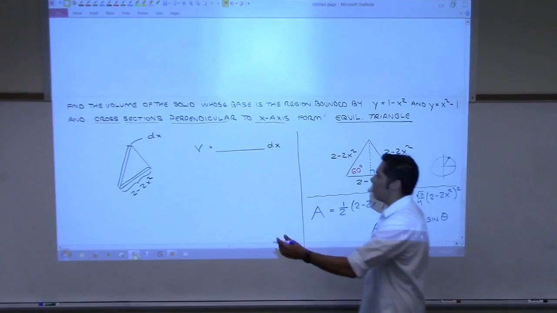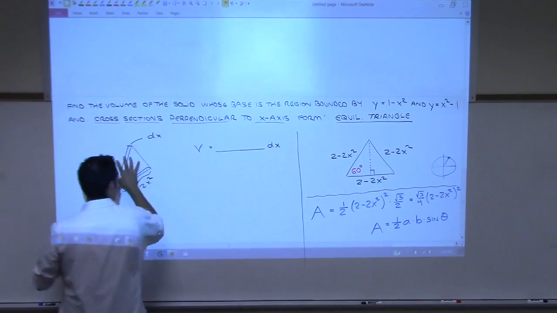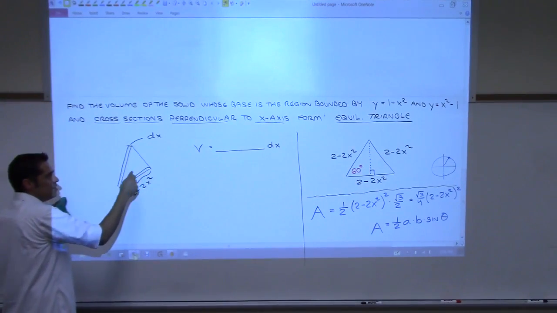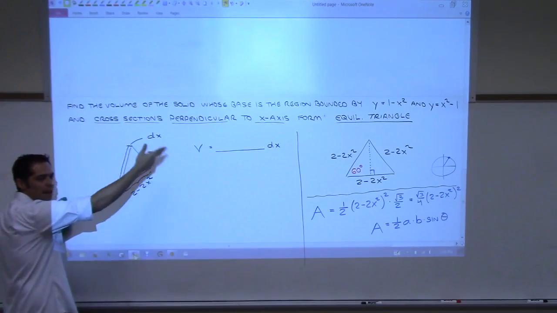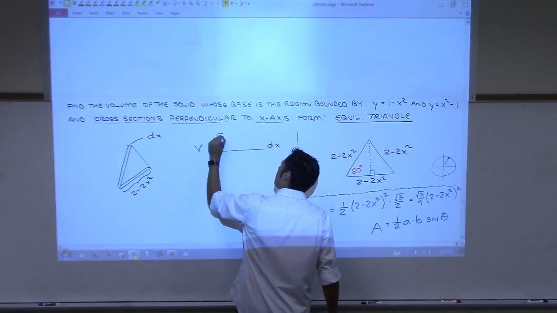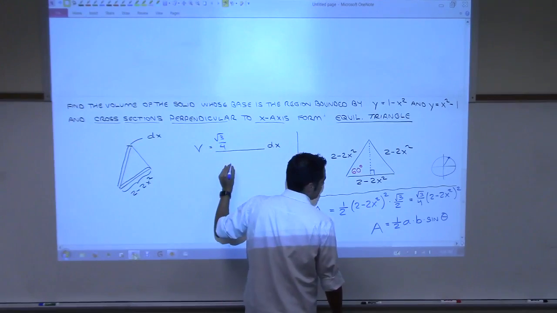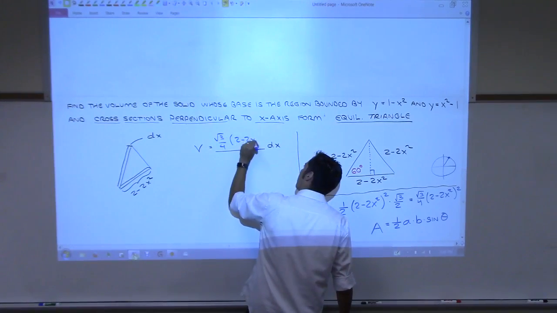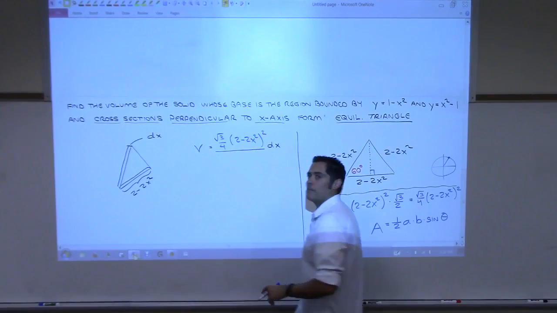So when I come back over here and I want to know the volume of this little cutout that we made, I just needed to know the area of this times the thickness. I had the thickness, dx. The area is just that formula right there. So root 3 over 4, 2 minus 2x squared, squared.